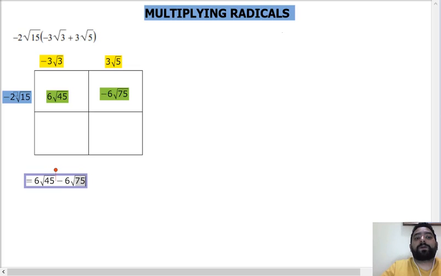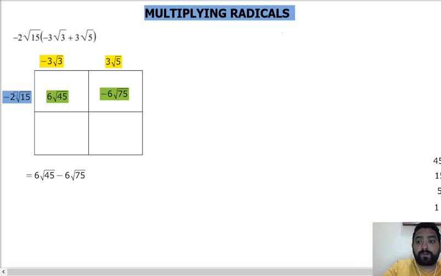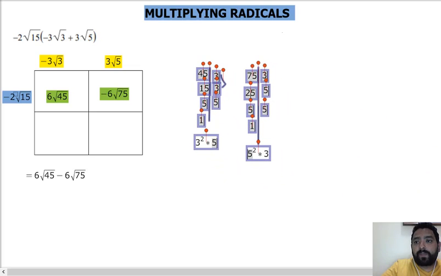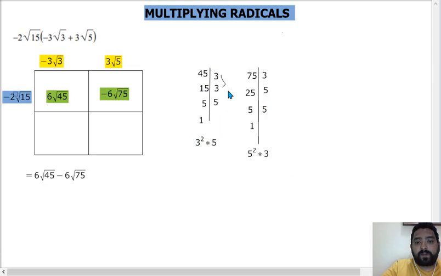Remember, in previous topics, you were simplifying 45 and 75. So what you have to do is take the prime factorization for these two numbers. In this case, 45 is divisible by 3, which is 15. 15 divisible by 3 is 5, and 5 divisible by 5 gives us 1. At the end, we are going to have 3 to the second multiplied by 5. Remember, we take groups of 2 because we are working with a square root.